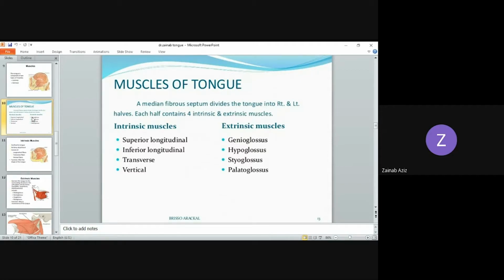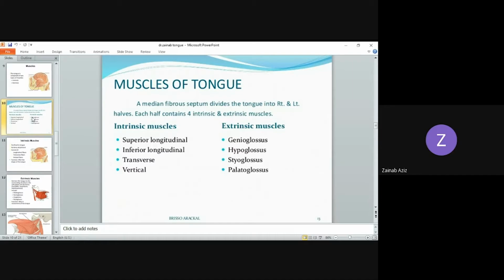Hyoglossus. The hyoglossus muscle is attached to the greater horn of the hyoid bone. The hyoid bone is between the tongue and the larynx. It is attached to the greater horn of the hyoid bone and inserted into the lateral side of the tongue, and its action is depressing and retracting the tongue. Retract means backward movement of the tongue.